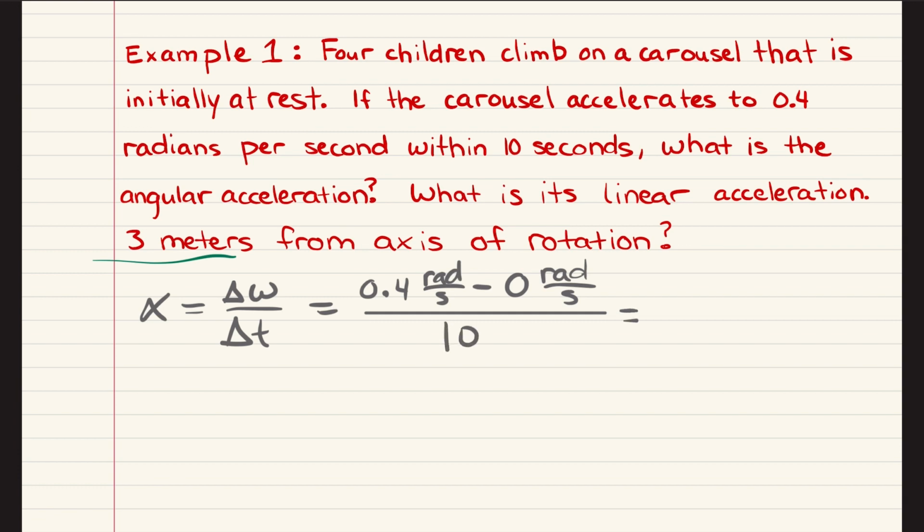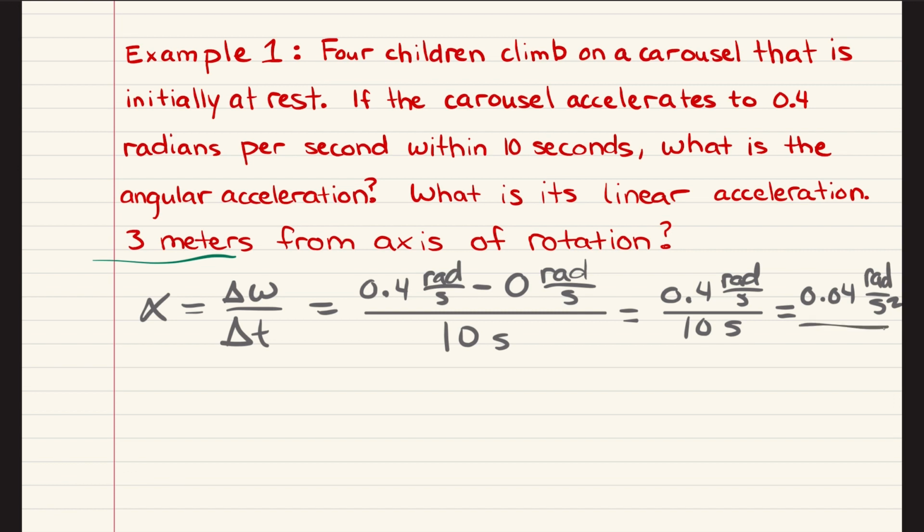So that just turns into 0.4 radians per second over 10 seconds. Let me make sure I carry my units here. That's 10 seconds. So 0.4 divided by 10, we're just going to move that decimal place over one time. It's going to be 0.04 radians per second squared. So that's going to be my angular acceleration.